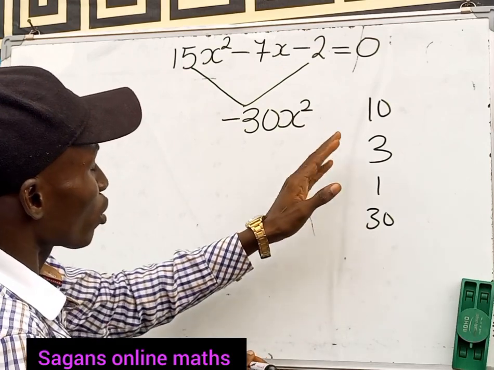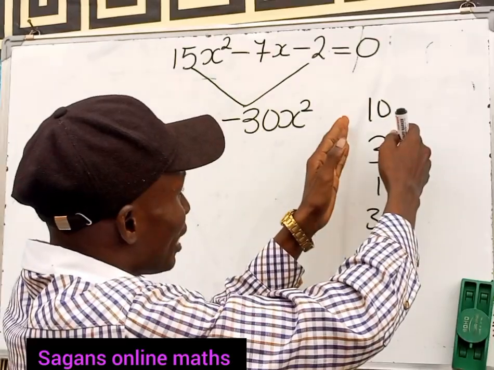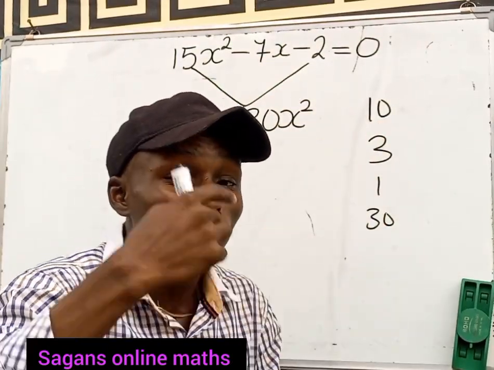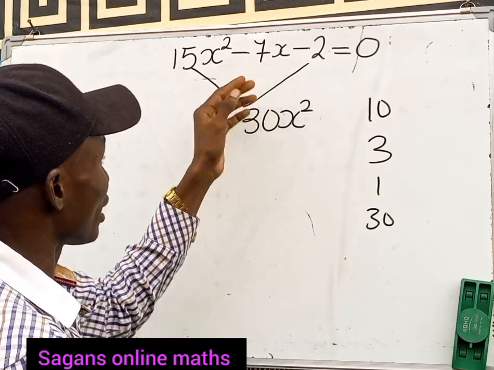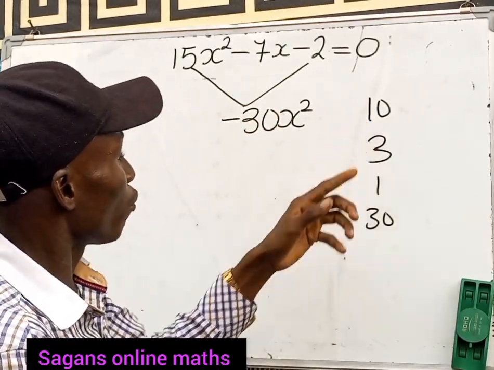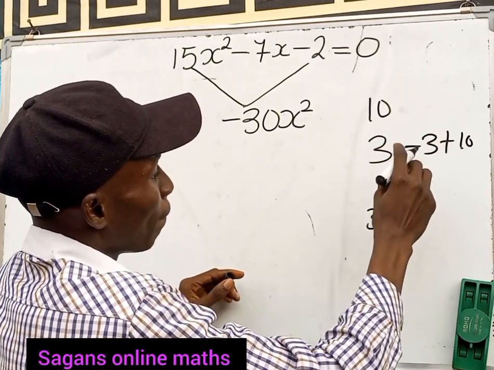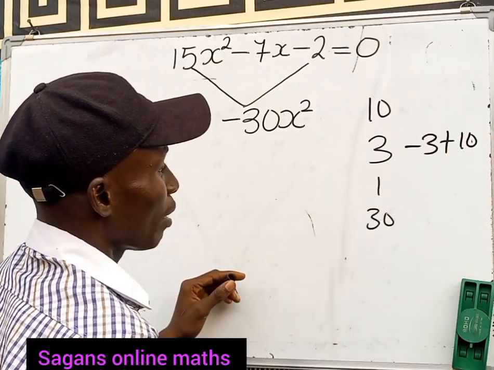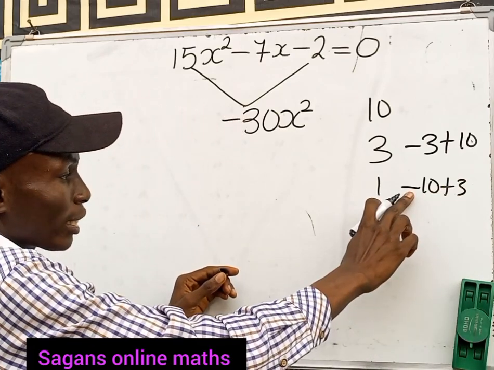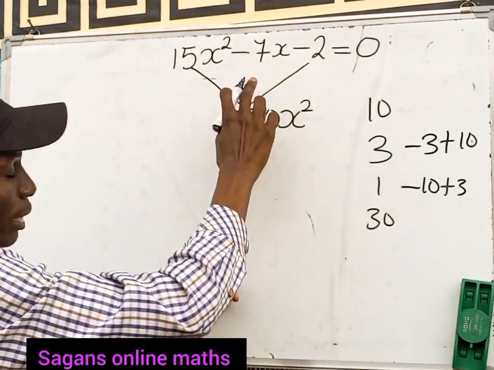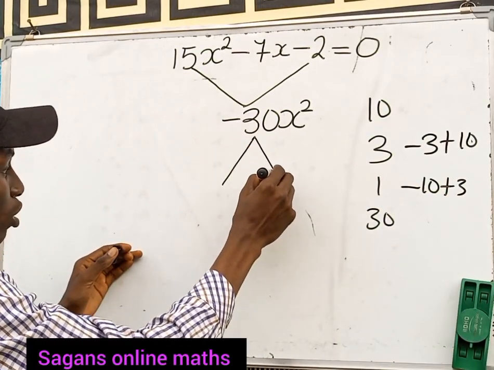We have 10 and 3. I want to express these numbers in a way that their sum is minus 7 and their product is minus 30. Minus 3 plus 10 is 7, so that does not work. But minus 10 plus 3 is minus 7, and minus 10 multiplied by 3 is minus 30. So we can bring this down using these factors as minus 10x plus 3x.